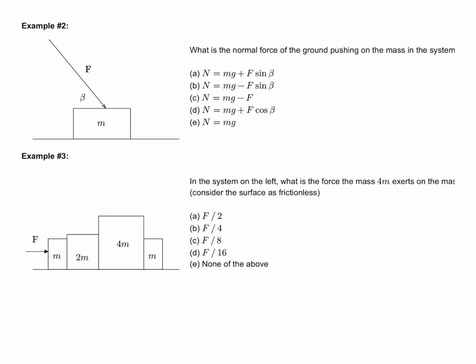So for this one, what is the normal force? What we need to do is just sum the forces in the y direction. So I'm going to once again consider the positive y direction to be positive. We have the normal force in our free body diagram, n, and then we have F, which is at a certain angle beta, right? And then we also have mg.